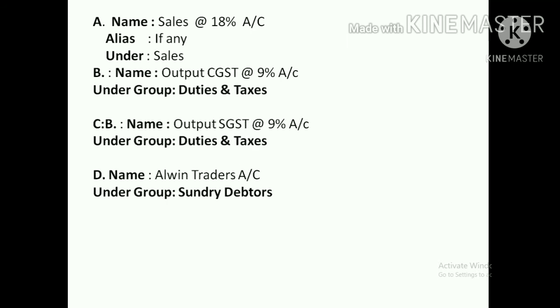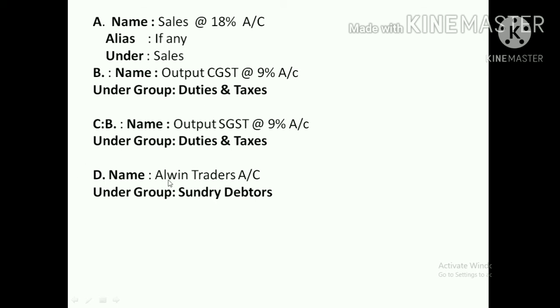The next account going to be created is output CGST. It is not input, it is output, so we should create a separate ledger. Output CGST at 9% comes under the duties and taxes primary group, because CGST is a tax. Similarly, create output SGST at 9%. This also comes under duties and taxes. Both of these are output. On sale we are charging the tax, so that is called output.